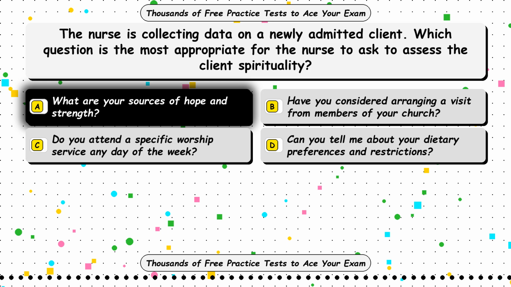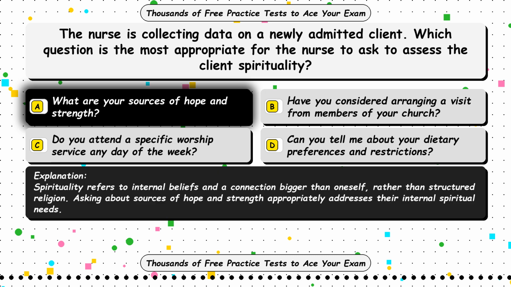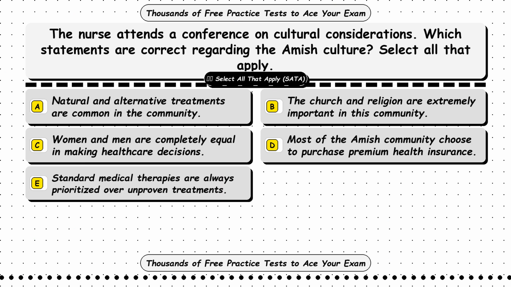The correct answer is option A. What are your sources of hope and strength? Spirituality refers to internal beliefs and a connection bigger than oneself, rather than structured religion. Asking about sources of hope and strength appropriately addresses their internal spiritual needs. Question 15. The nurse attends a conference on cultural considerations. Which statements are correct regarding the Amish culture?